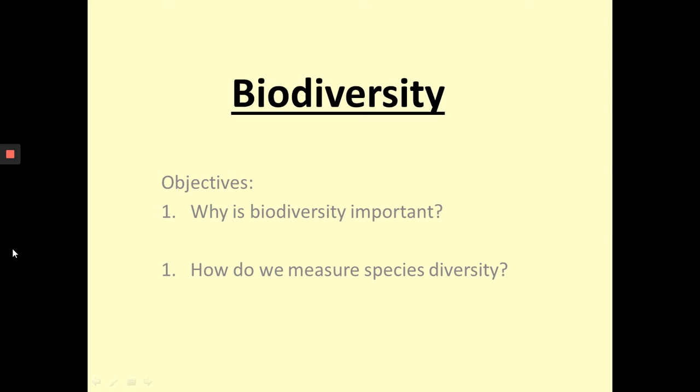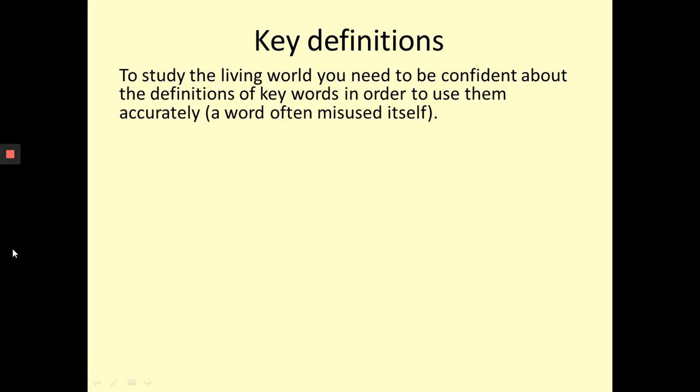Today's lesson on biodiversity is looking at why biodiversity is important, largely from a human perspective, as often that's what we do with this kind of biology, and how we measure species diversity. So, first of all, I want to look at key definitions. In the study of the living world in particular, you really need to be confident about definitions of keywords. I know I always say this and it's always true, but in order to use them accurately, you've got to understand what the words mean.